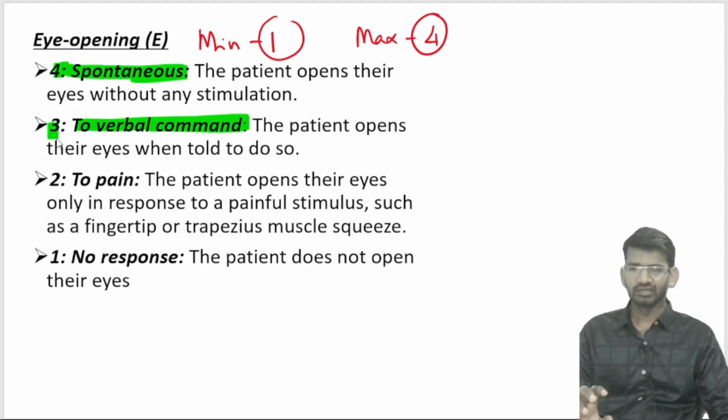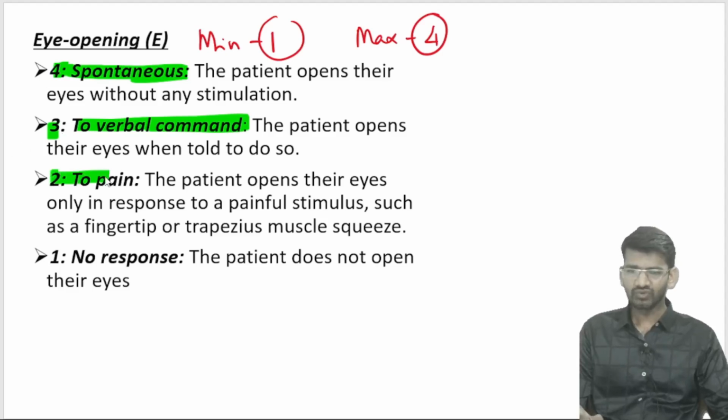a verbal command. Okay, that means on examination the patient's eyes were closed and you give a verbal command. Okay, you will call him by his name or you will shout. So if the patient opens his eyes to your voice, then the score will be a 3.